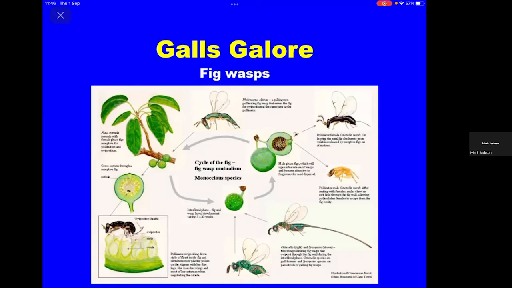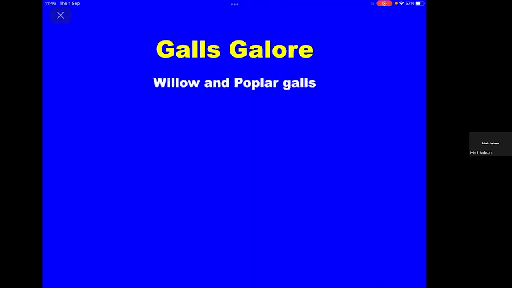Fortunately, the figs we have in this country don't need all of this to reproduce. Otherwise, we wouldn't have any figs in this country because we haven't got the fig wasps.